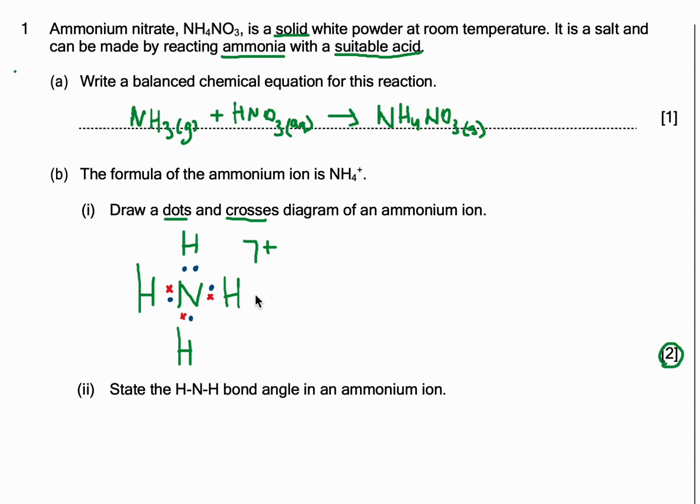Mostly the first mark will be given for the correct electron pairs, just covalent bonds, and the second mark will be given for this electron pair that's the same, which comes from the nitrogen atom. So this is the ammonium ion, and please don't forget about the charge. The ammonium ion has a +1 charge.